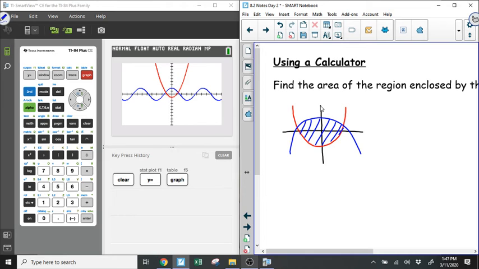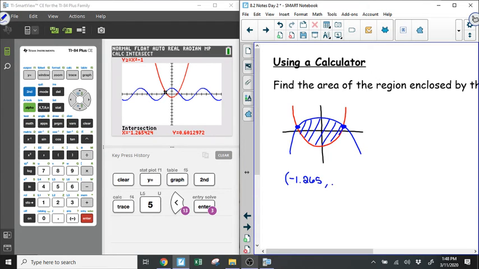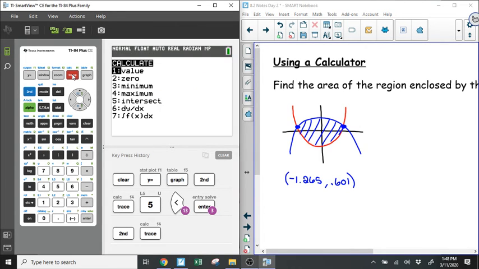We don't know our points of intersection, and these are not easy ones to just set equal to each other. That's why we're going to rely on our calculators. So I'm going to find this point of intersection using my calculator functions, which should be second, 5, intersect here. Go close to that point of intersection, hit enter, enter, enter. And it does tell you an ordered pair. So remember what we want from that ordered pair. They are telling us the ordered pair is -1.265, comma 0.601. And our other point of intersection.